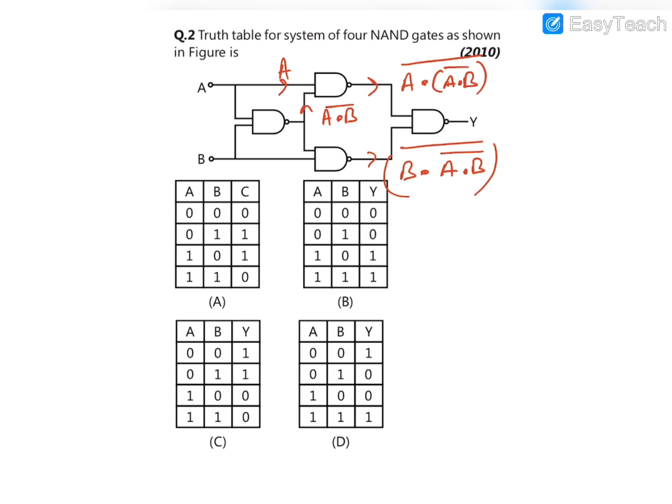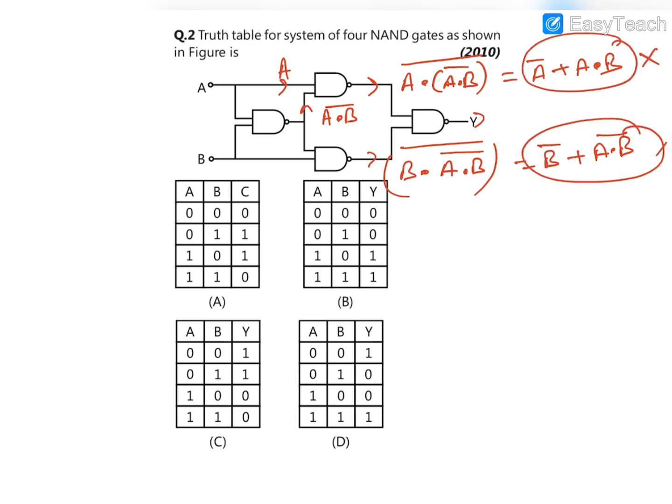Okay, so you can simplify this. By De Morgan theorem, this is A bar plus A dot B, and this is B bar plus A dot B, and this would be, let's suppose this is X and this is Y, so this would be (X dot Y) whole bar.